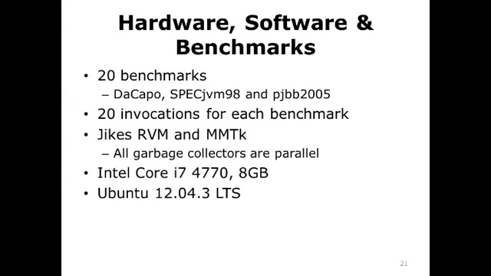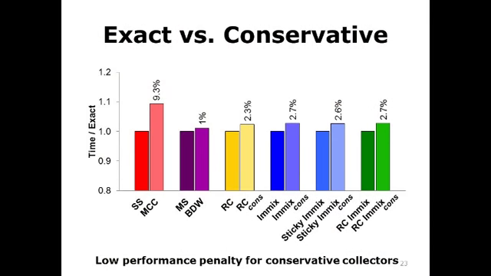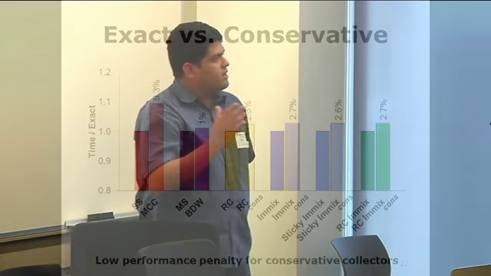So now let's look at the methodology that we used. We used 20 benchmarks from DaCapo, SPECjvm, and pjbb. We used Jikes RVM and MMTk, the latest machine and the latest operating system. So first of all, the results. Our first contribution was that we designed a family of conservative collectors. We designed conservative reference counting, conservative Immix, conservative RC Immix, as well as sticky Immix.